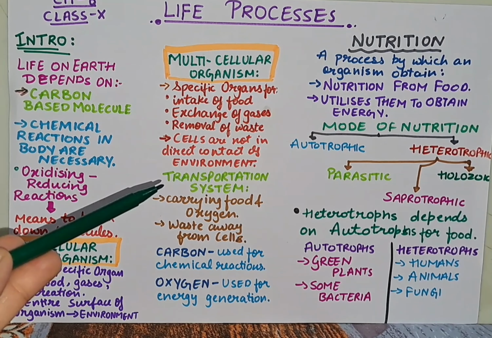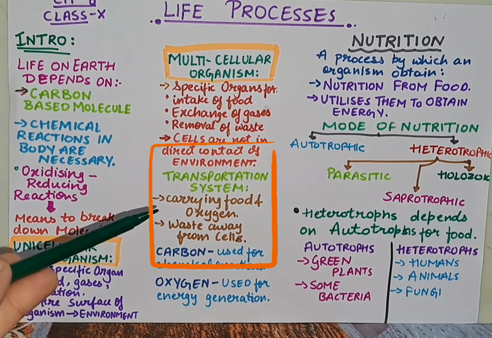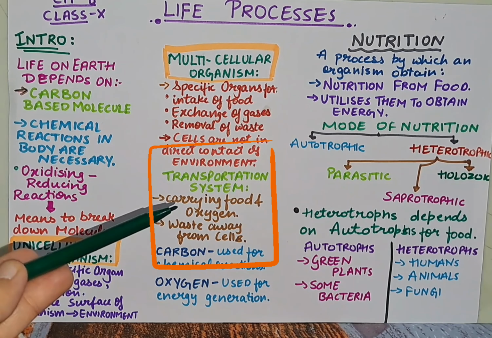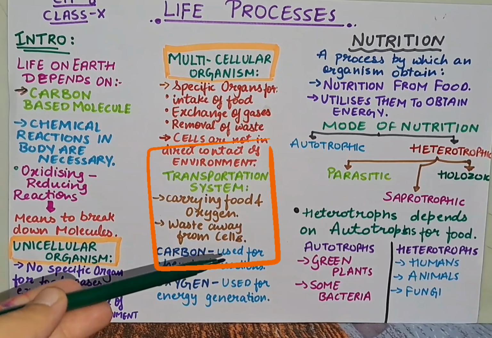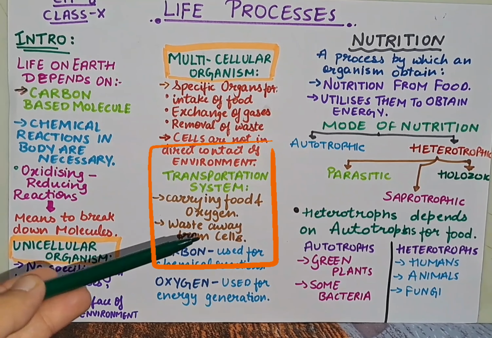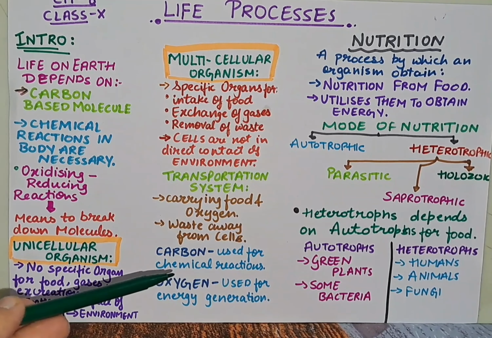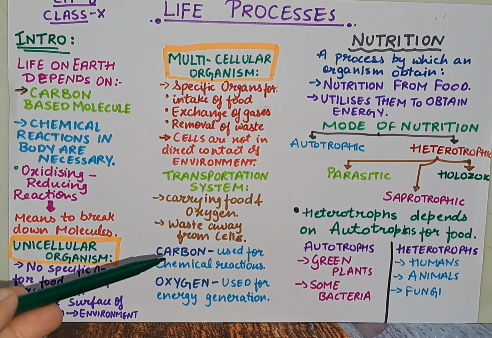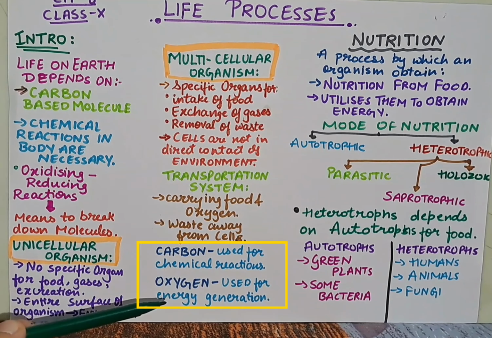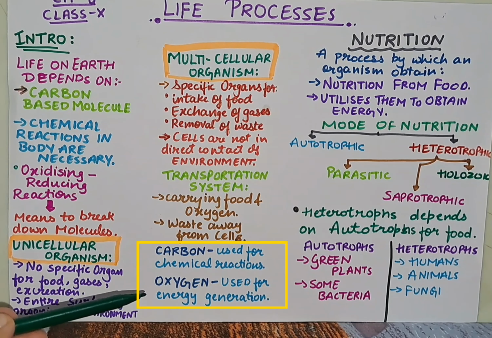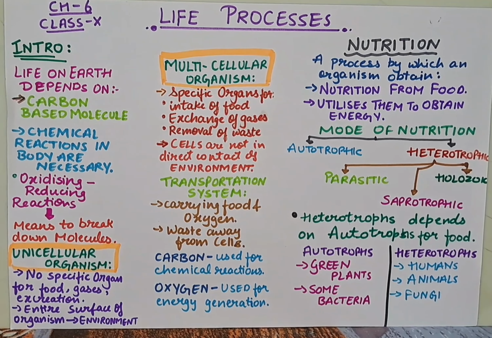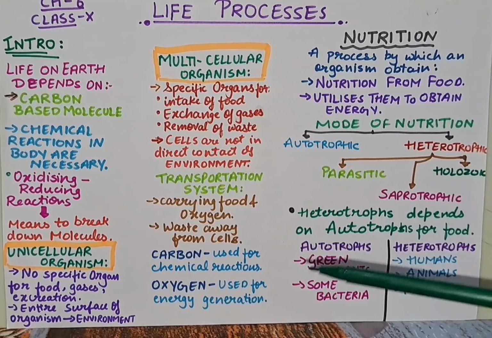Then it talks about the transportation system. There are two works. The transportation system is useful for carrying food and oxygen, and it also transports waste away from cells. Then it says the functions of carbon and oxygen. Carbon is used for the chemical reactions, and oxygen is used for energy generation in the process of respiration. This completes the intro of the chapter.